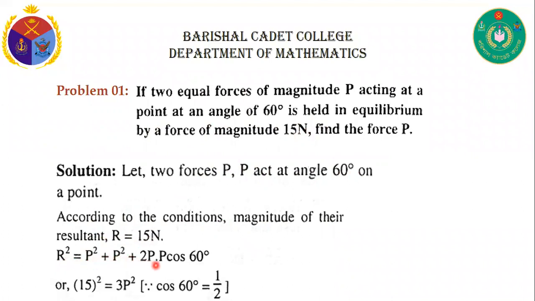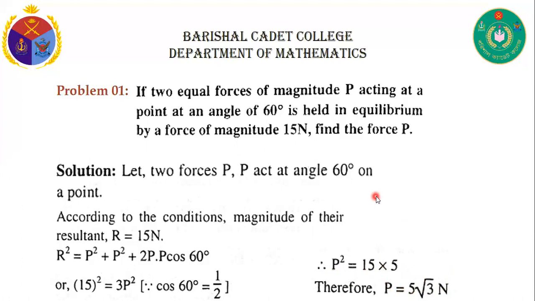15 square, that is R square equal to P square plus P square plus 2P into P cos alpha, alpha equal to 60 degree. So here R equal to 15, that is 15 square equal to 3P square, since cos 60 degree equal to half and 2 cancel. So here P square and here 2P square, we get 3P square. So here P square equal to 15 into 5. So that's why P equal to 5 root 3 Newton.